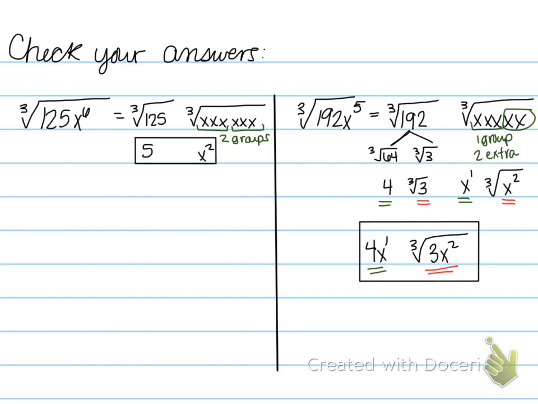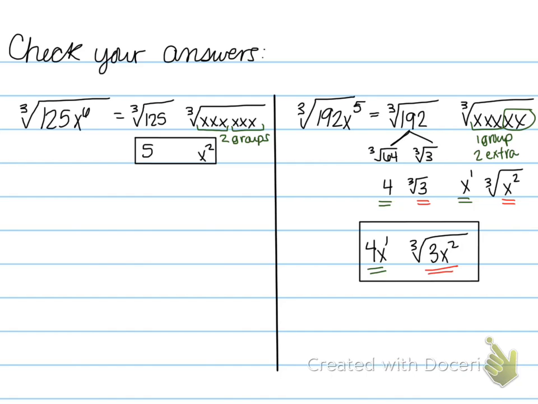When you did the cube root of 192, x to the 5th, 192 split into 64 and 3. Make sure you drew out your list. Cube root of 64 is 4. Cube root of 3 stays as cube root of 3. For the x's, when we had 5 of them, that created one group, and I had 2 x's left over. So I had x to the first on the outside, and then x squared left underneath the cube root symbol.